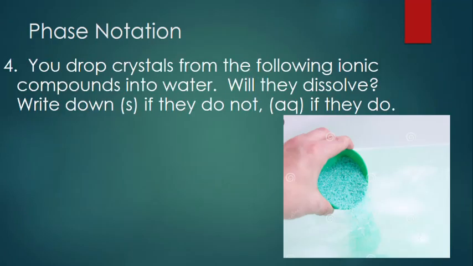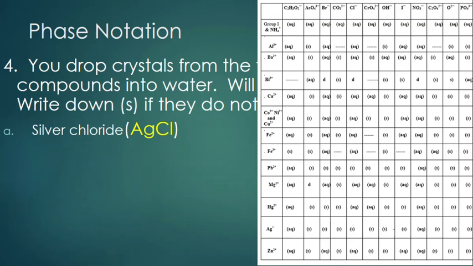So let's practice using this chart. You drop crystals from the ionic compounds into water. Will they dissolve? Write down S if they do not dissolve. Write down AQ if they do. All right. Destiny, it is your destiny to get this one right. So let's find Ag. Ag is right here. So let's find Cl. Cl is right here. So let's move our piggy. Destiny, what is it? S for solid. Yes.